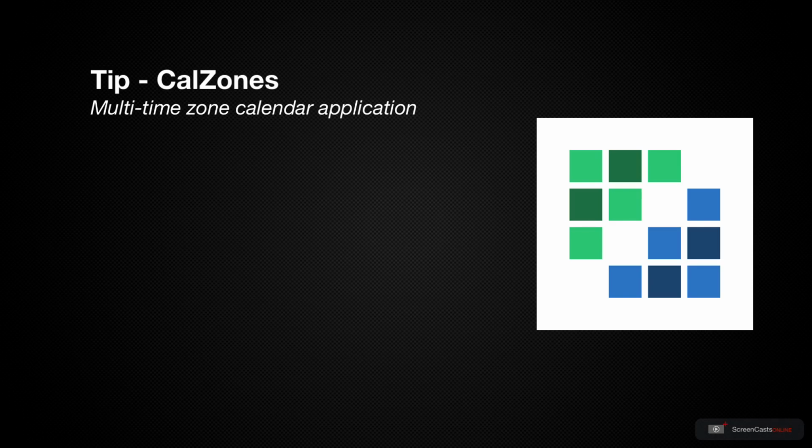Many of us have to work with colleagues who are located in different time zones, which can lead to complications and confusion when scheduling appointments and collaborating on deadlines. Calzones is a calendar application on iOS that hopes to resolve those issues and is developed by David Smith, the creator of the popular Plus range of iOS apps. It currently costs $5 and I think it's really worth a little bit of a deep dive, so let's take a look.